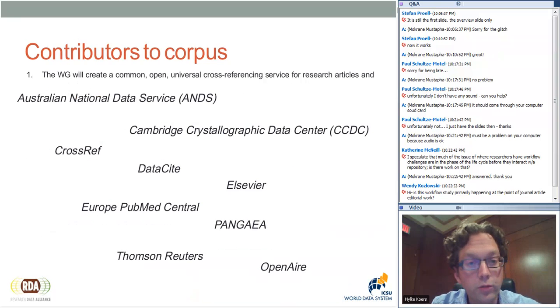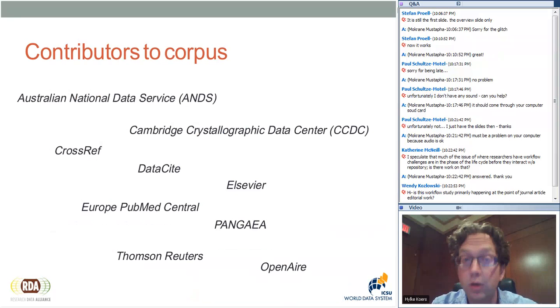In terms of the corpus, this is a list of the organizations so far that have chipped in some of their knowledge about article data links, and we're now trying to bring that all together. If your organization also has knowledge about links between articles and data and you would like to contribute them, please be in touch, because the more the merrier, and we would very much welcome additional contributions.